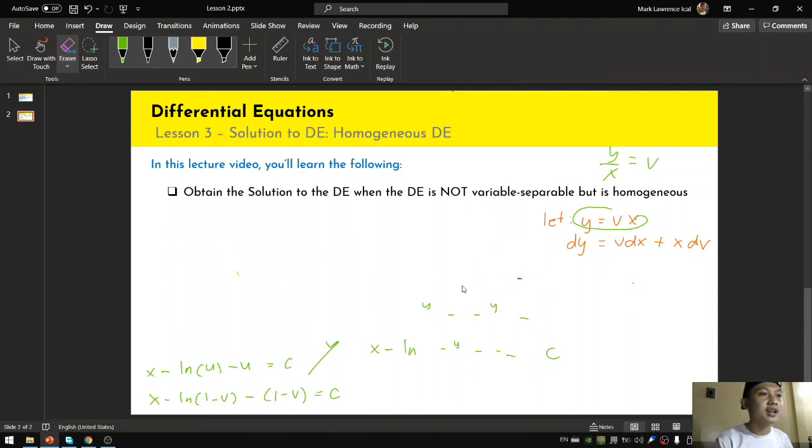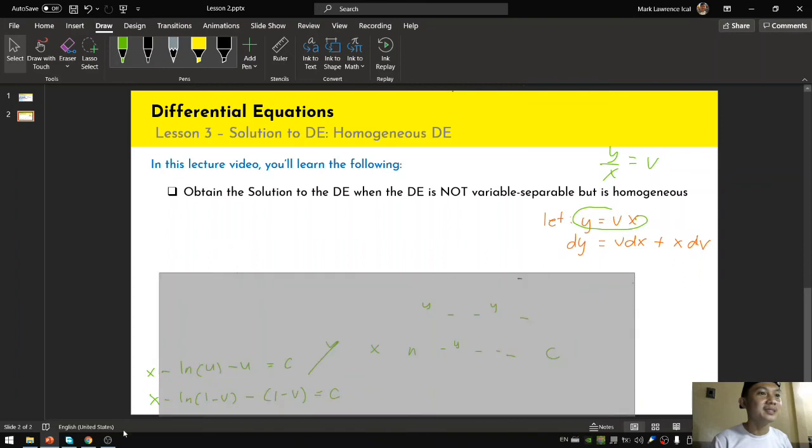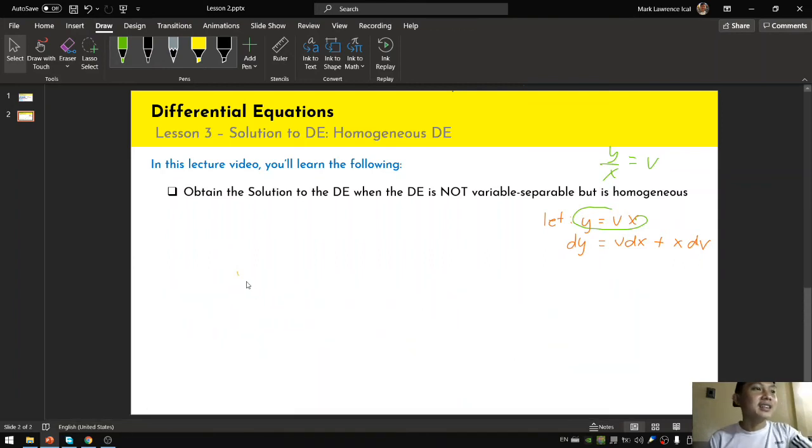Ba't kasi nagsimula agad si Sir Ikaw sa mahirap na example? Okay. Okay.